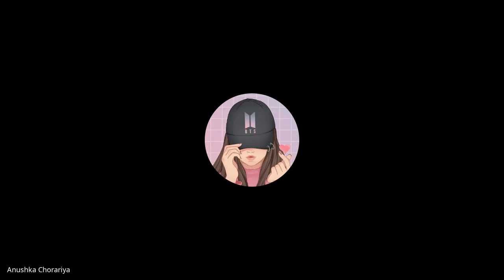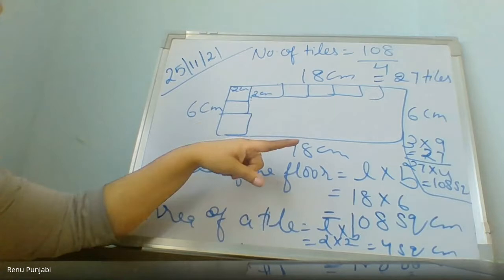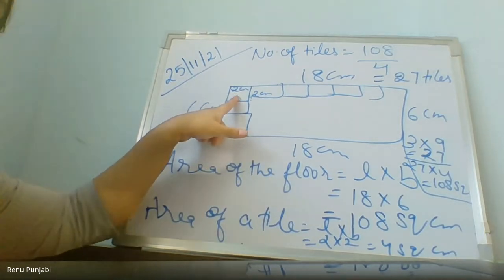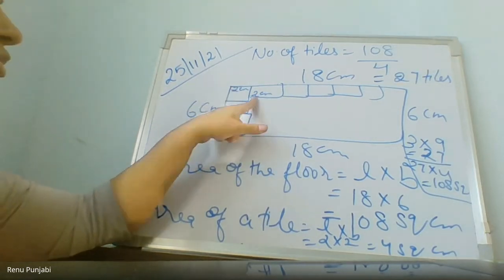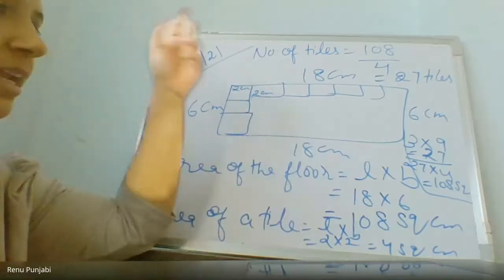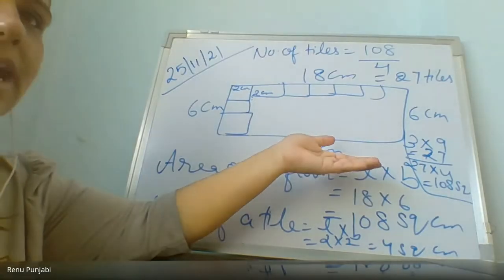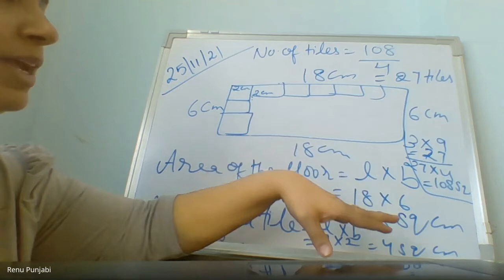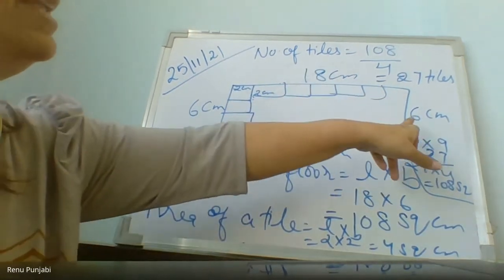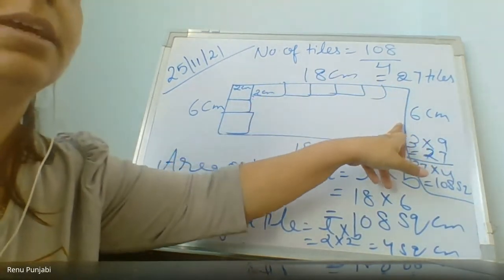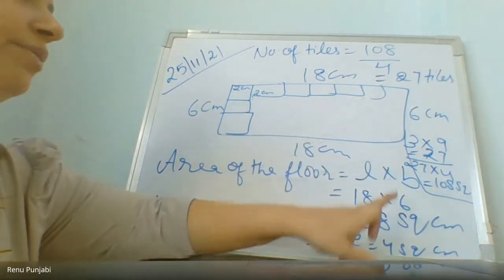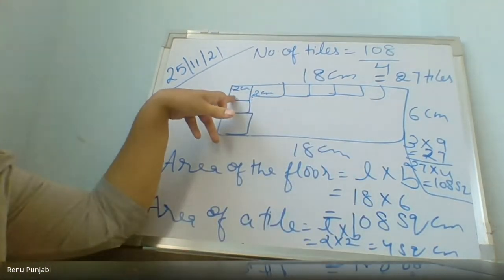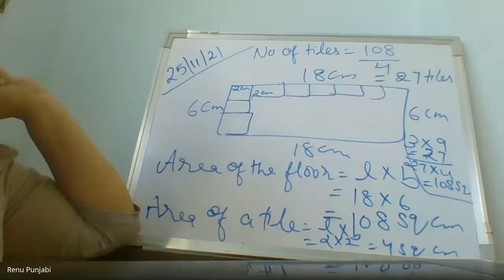Doubt? Yes, wait a minute, Anushka. 27 tiles will multiply with the area of 1 square tile, which is 2 into 2 is 4. You will get the area of this. 27 multiplied by 4 is 108. Again, it will give you 108. And if I tell you the number of tiles to be filled, how will you calculate? First, you find the area of the big field, and from that, you have to divide by the area of the small tile.